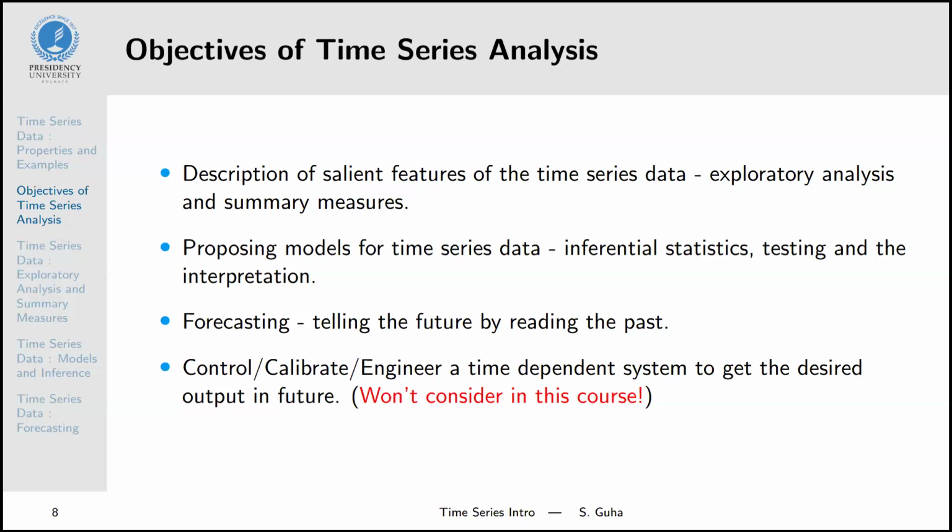So this is called the control problem in time series, and this is a different kind of problem, but this is also part of time series analysis. But in our course we won't be considering this objective of time series analysis. So essentially in this course we'll be talking about the first objective, that means calculating the summary measure. Then the second objective, proposing appropriate statistical model for time series data and carrying out inferential statistics under them. And then the third objective, doing forecasting, short-term forecasting, essentially using those statistical models.